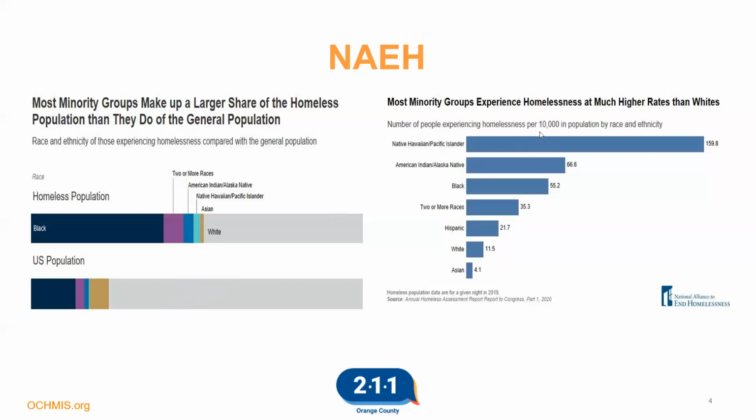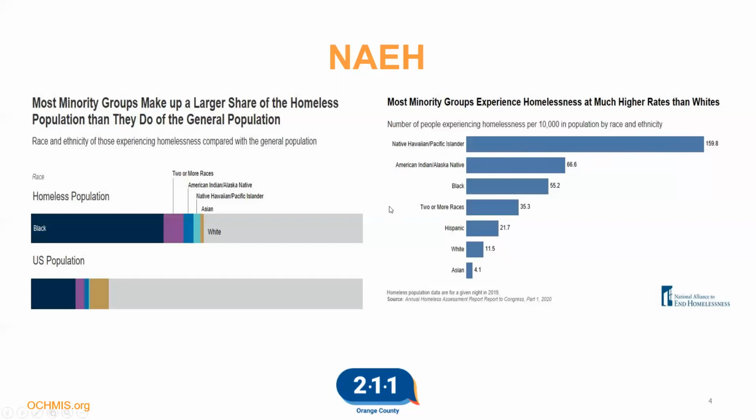All right, so this bar on the right is showing the number of people experiencing homelessness per 10,000 people in the population. I kind of like this one because it's an easy way to compare clients of other races to white clients. So you can see like Native Hawaiian and Pacific Islanders are experiencing homelessness at a much higher rate, and so on and so forth.